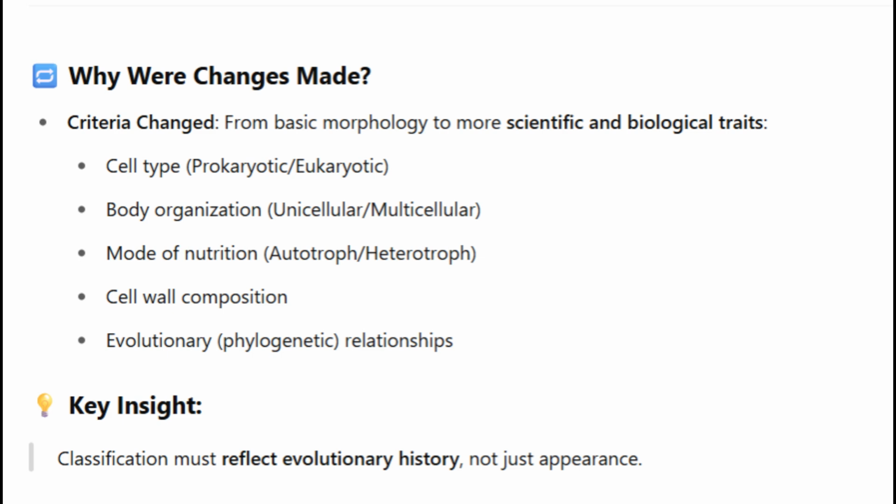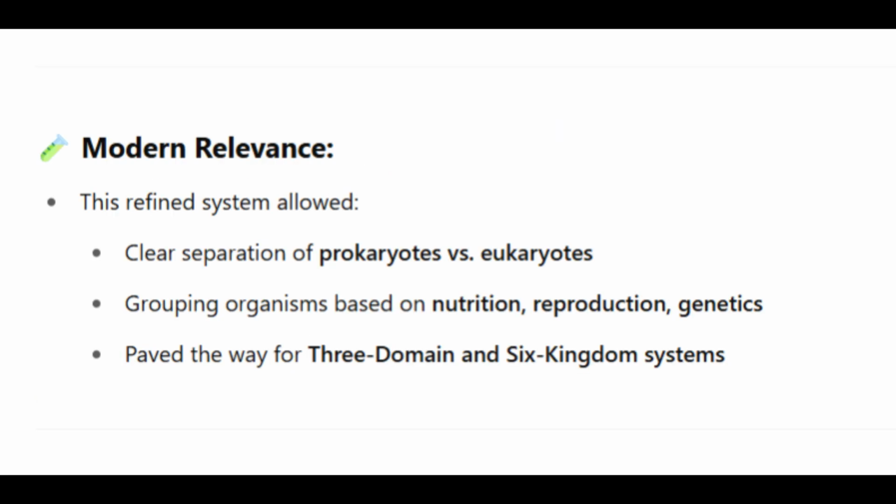Key insight. Classification must reflect evolutionary history, not just appearance. Modern relevance. This refined system allowed clear separation of prokaryotes versus eukaryotes. Grouping organisms based on nutrition, reproduction, genetics. Paved the way for 3-domain and 6-kingdom systems.